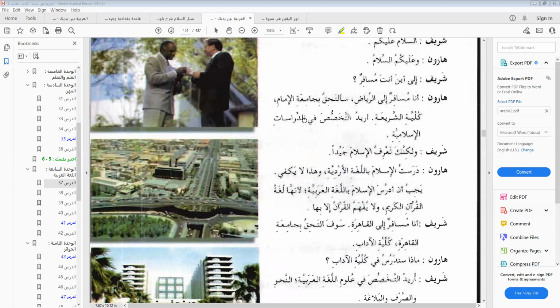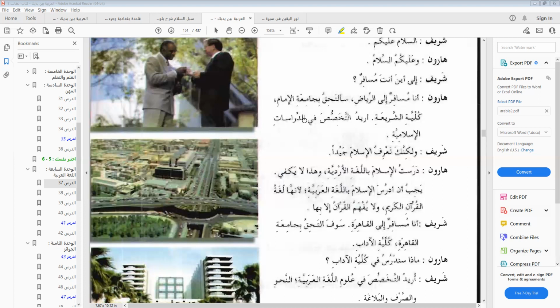Then Harun says, darastu al-Islam bil-lugha al-urdiyya. I learned Islam by what? By Urdu. Urdiyya means Urdu. It's from Pakistan. Urdu. I think they're speaking Urdu in India too. I think so. Wa-hadha la yakfi. This is not sufficient. So for someone who studied Islam with Urdu, he's saying la yakfi. Yajibu, it's mandatory, it's compulsory. And adrus al-Islam bil-lugha al-arabiyya, that I study Islam with Arabic language. You can't be studying Islam with English or Urdu. It's not possible. You need Arabic as well.